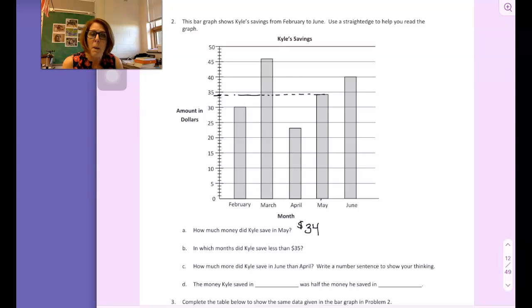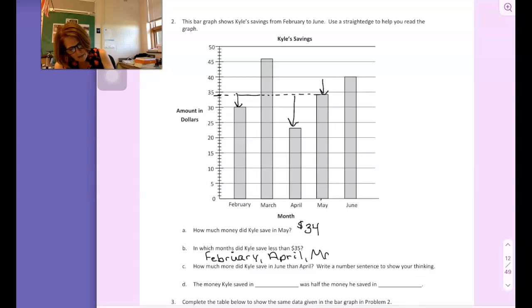Letter B, in which months, notice it has an S, so that's more than one, did Kyle save less than 35? Less than means he didn't get to $35. So we need to look at this $35 line right here and write all the months that are less than $35. So that's right there, that's right there, and that's right there. So those months are February, April, and May.